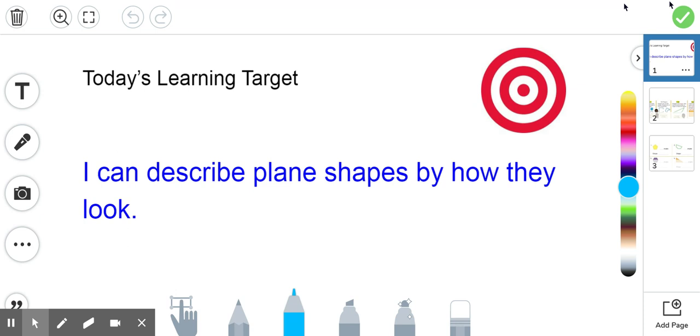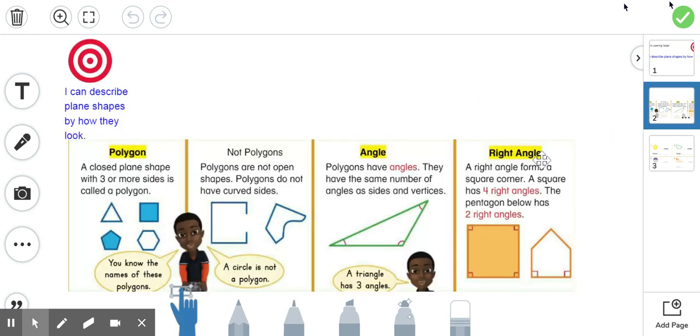Today we're going to continue to work with shapes and continue with geometry, but we're going to be focusing on plain flat shapes. So not solid shapes today, just the plain shapes. Our learning target is I can describe plain shapes by how they look. And there's a few different words that we're going to be using to describe how a shape looks. Now the first word we'll use is the word polygon.